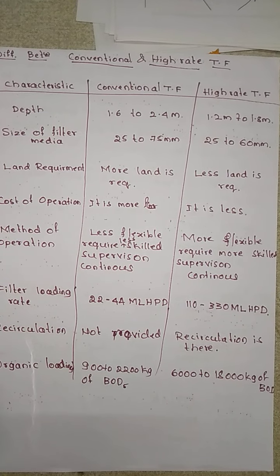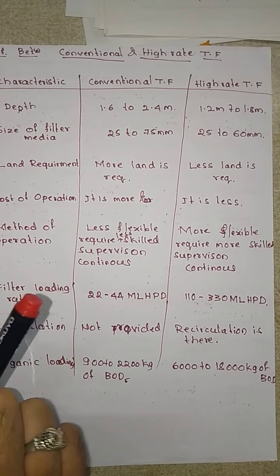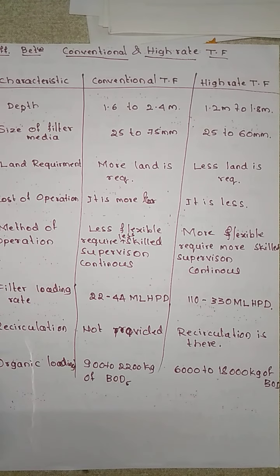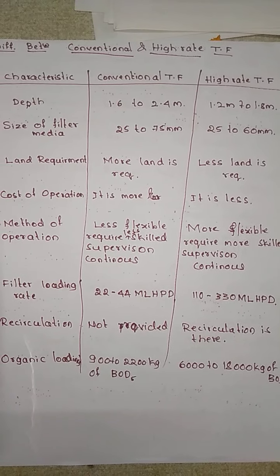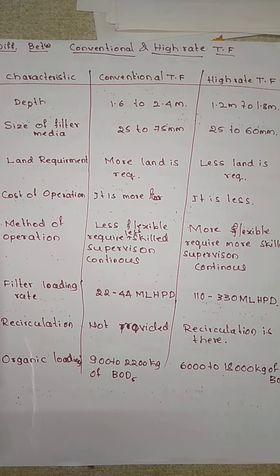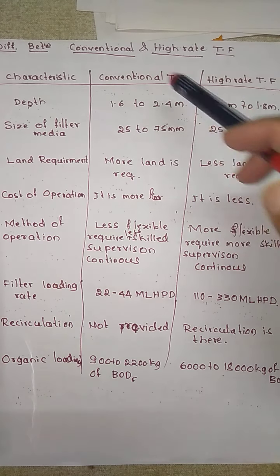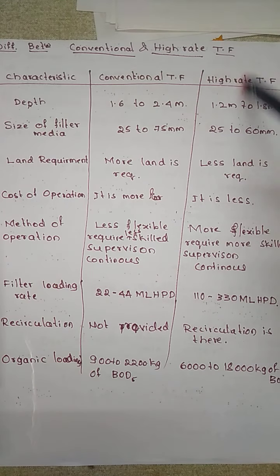It may be asked in your main exam, and normally it has been asked in the main exam: differentiate between the conventional or low rate and the high rate trickling filter. So the first difference: this is your conventional trickling filter and this is your high rate trickling filter. We will see what different characteristics differentiate them from each other.